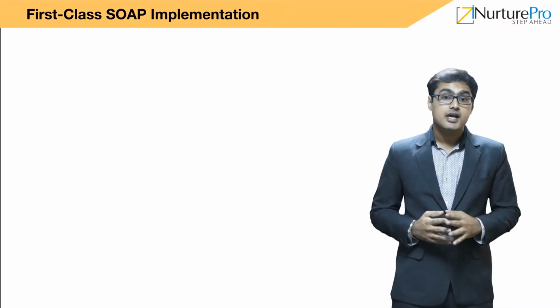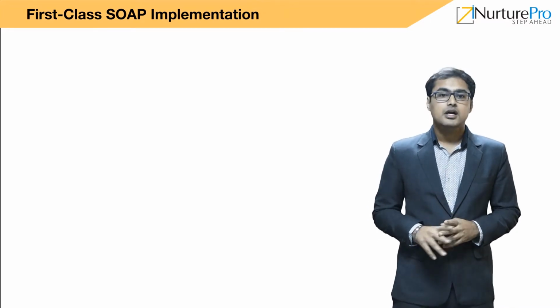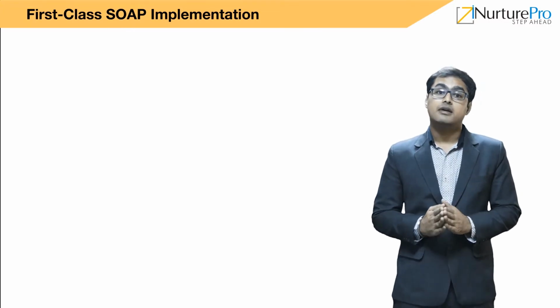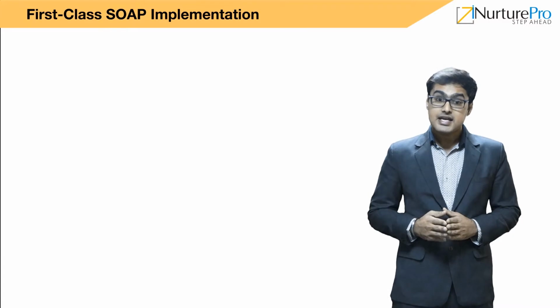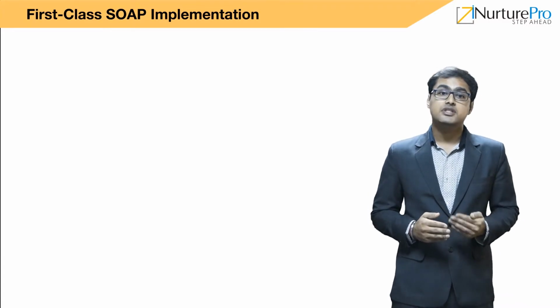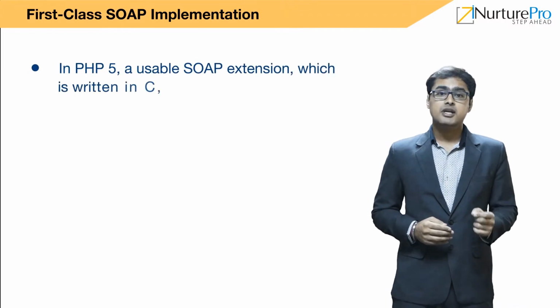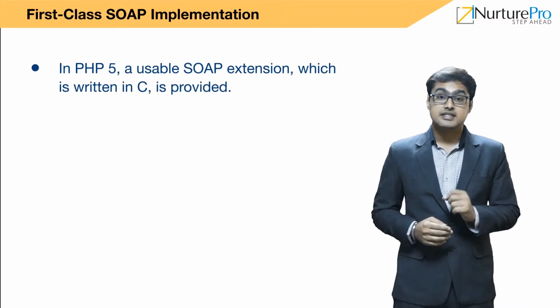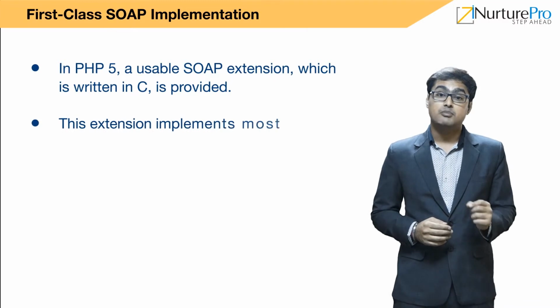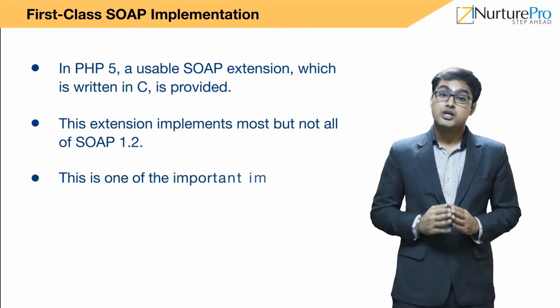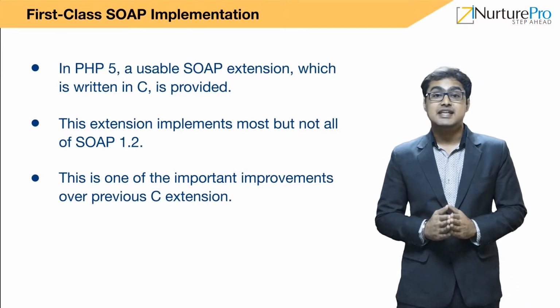In PHP 4, SOAP support is available but does not work efficiently. This is because few SOAP packages are written in PHP and not in C. As a result, they are slow and individuals need to download and install them themselves. In PHP 5, a usable SOAP extension which is written in C is provided. This extension implements most but not all of SOAP 1.2. This is one of the most important improvements over the previous C extension.